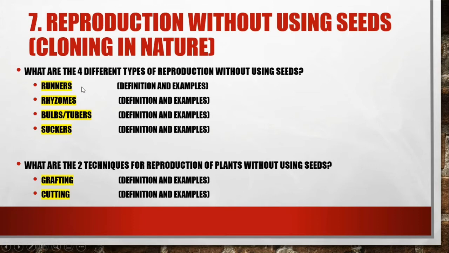How runners work, the mechanism of how runners go through. For example, the stem goes to the next spot and that's how they reproduce. A good example of a runner is strawberry, those kinds of things. And there are two techniques that humans use to reproduce plants, and those are grafting and cutting. I want you to find out the definition and example, or you can draw too when it comes to these two. Cutting is a good example.